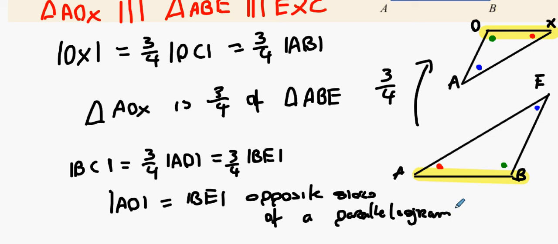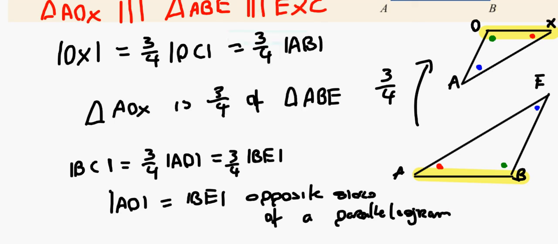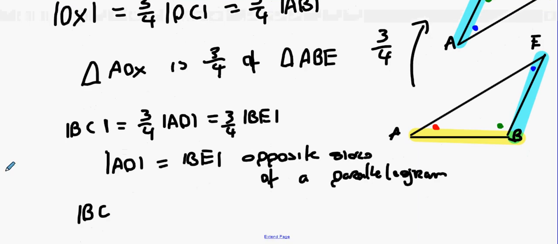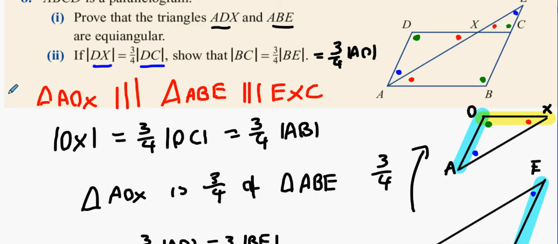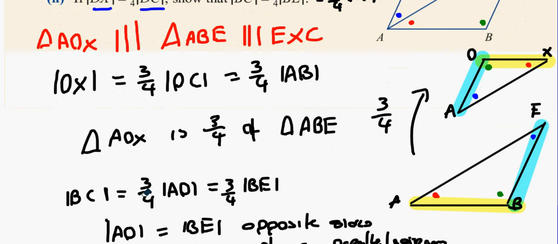Yeah, you're right thinking this is hard, right? So what we're going to say now is AD, which is the blue line, corresponds to BE. So therefore, BC, therefore, sorry, BC equals AD. Sorry, my fault.